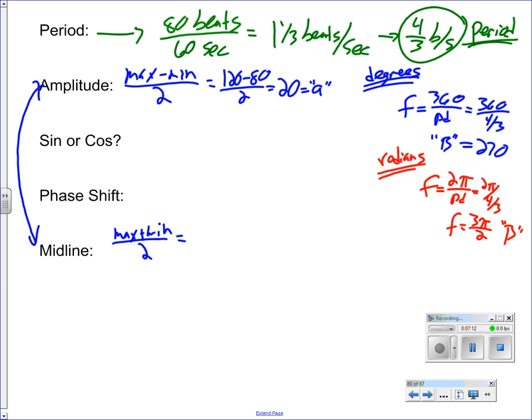Same idea for the midline, max is 120. This time we're adding 80, we're taking the average of 120 and 80. Together that makes 200, and divided by 2 will be 100. That's going to be our midline. Midline is the same thing as our vertical shift, or K in terms of our transformations.